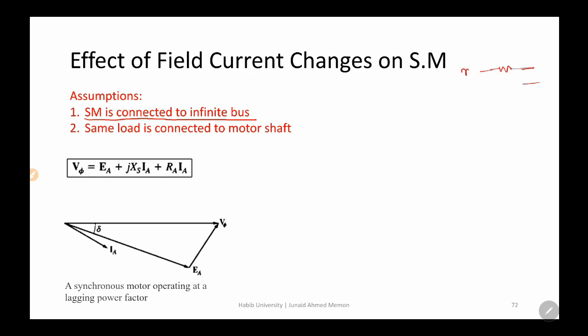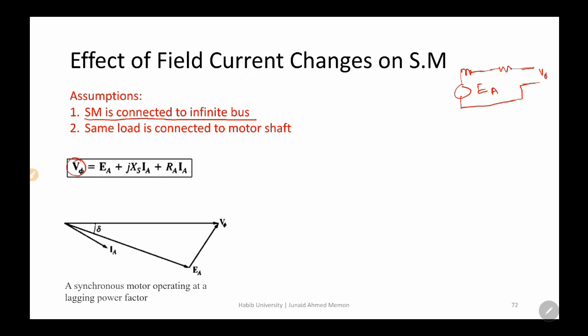So you have an equivalent circuit like this one, the per phase equivalent circuit. So this is your V phase and this is your E. You are supplying basically V phase. So when you are connecting the synchronous motor to the infinite bus, you cannot vary the magnitude of the V phase. That is fixed.